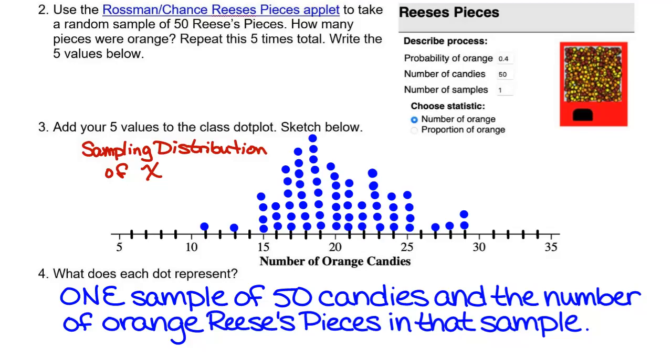What notation is it? X bar? No, this is a number of candies, so this is for X. X bar is when we take a group and we calculate the average. Great. Does anybody need me to leave the dot plot up longer? All right, I'm going to scroll to the next screen then.